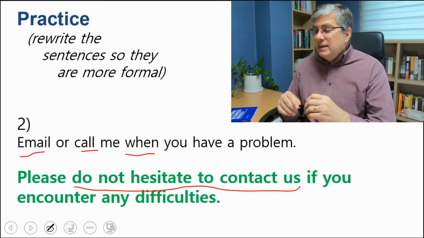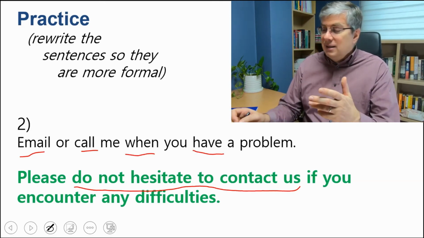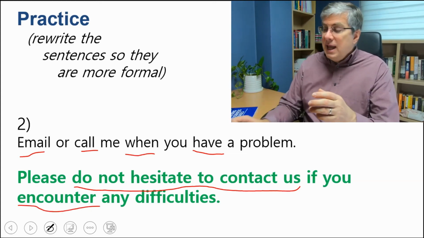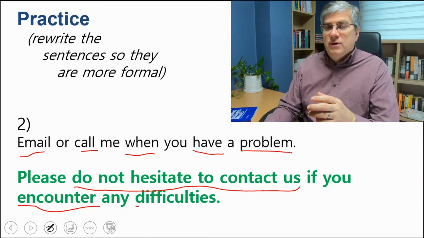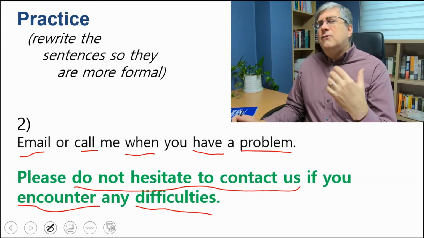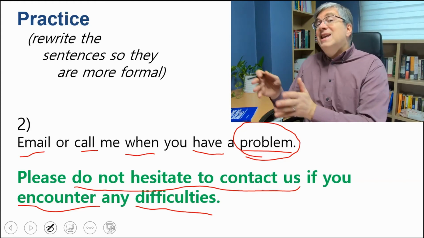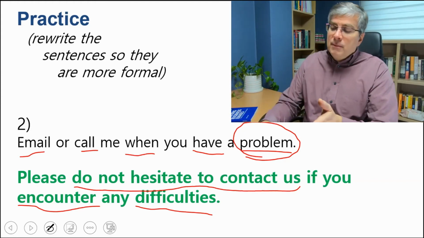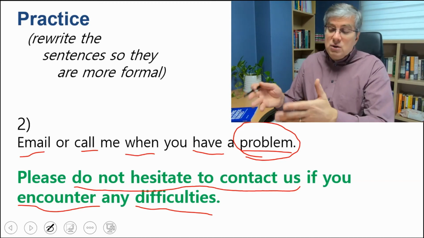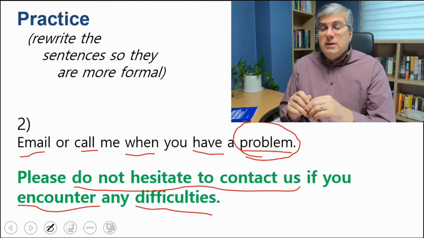Please do not hesitate to contact us if you encounter, so we changed "haben" in German to "encounter", which is Latin origin, right? So that's interesting. And instead of saying problem, we said difficulties, because I think I mentioned this before, but American business people kind of avoid the word problem. Most often they change it to issue. If you have any issues, please contact us. But here, maybe it's not an issue, maybe it's a difficulty, maybe it's a technical situation, I'm not sure, but you could use difficulties also instead of problem. And that sounds a little bit more formal.